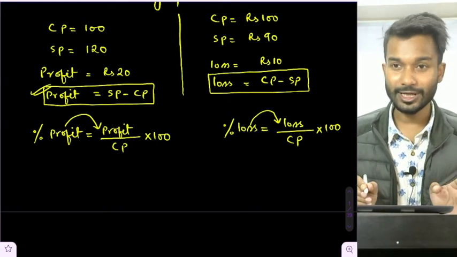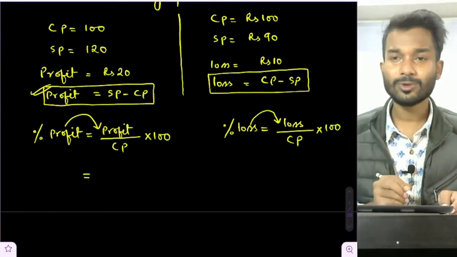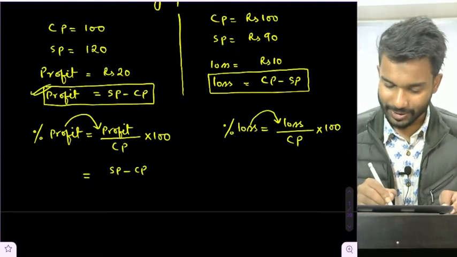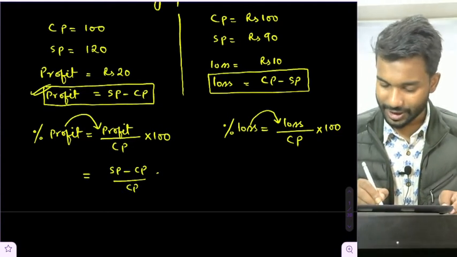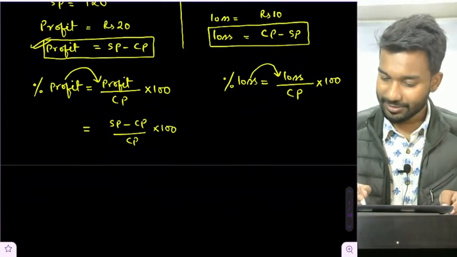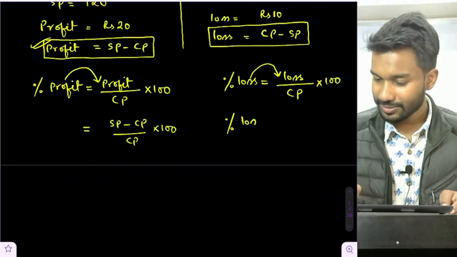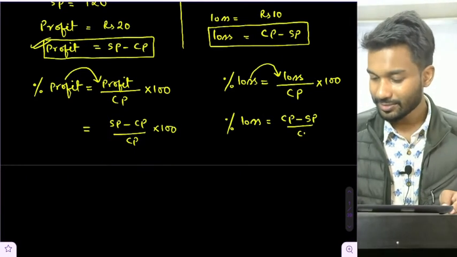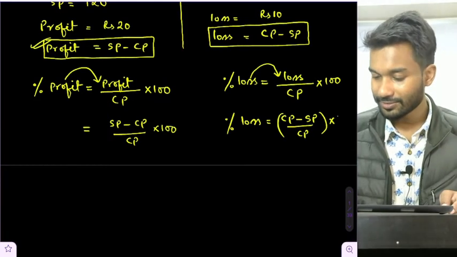I hope you are getting this point. Next, percentage profit means selling price minus cost price, divided by cost price, into 100. These are other formulas. Similarly, percentage loss means cost price minus selling price, divided by cost price, into 100. We'll write like this.